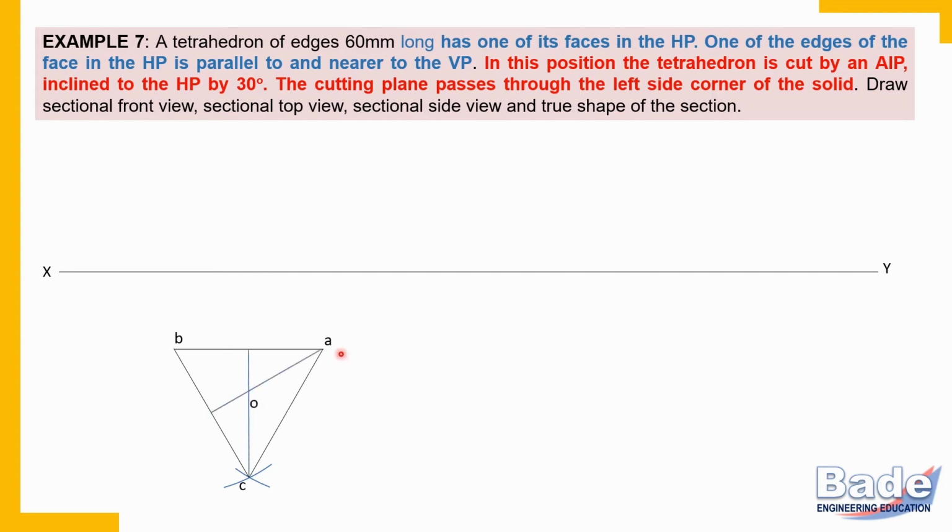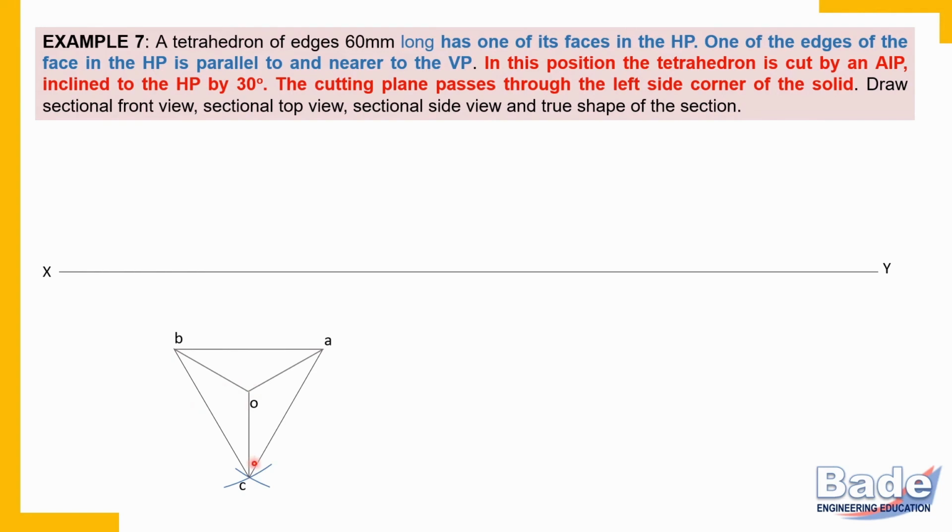So join a corner with the midpoint of the opposite edge. Join any two corners with the midpoints of the corresponding opposite edges and you will get the apex. Now join that apex with all base corners, so OA, OB and OC. These are all face edges in the top view. So 3 base edges and 3 face edges. OA, OB and OC are face edges.